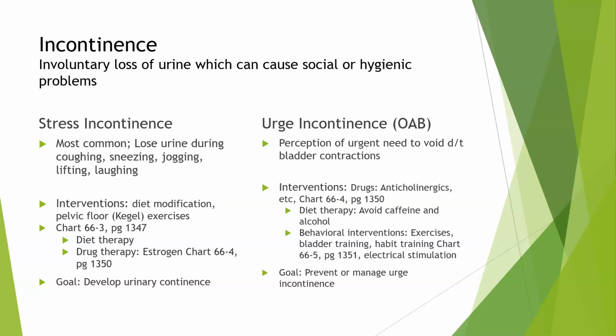Urgency incontinence is the loss of urine for no apparent reason after a sudden feeling of the need to void. A lot of times it happens very quickly. These can often be treated with medication, such as anticholinergics. Look at that chart on 66-4. They'll also talk about avoiding caffeine and alcohol. There are also a lot of different behavioral interventions that we'll talk about briefly in a few moments that can help a lot with these patients as well.